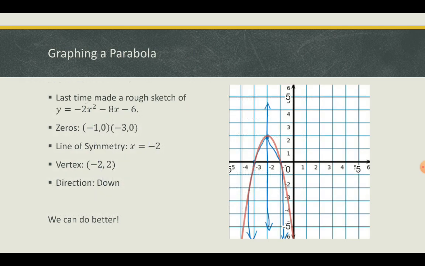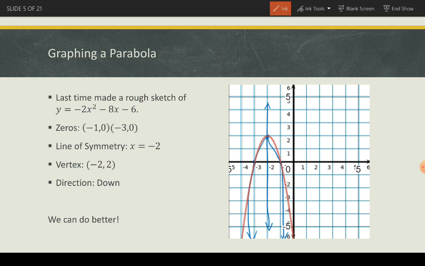Okay, so last time we made a rough sketch of y equals -2x squared minus 8x minus 6. We found that the zeros were -1, 0 and -3, 0, and we graphed those.